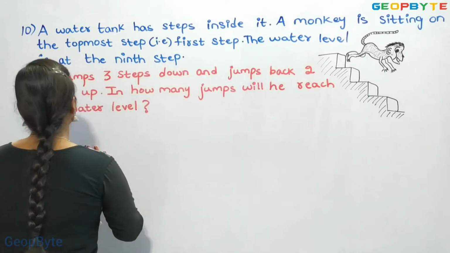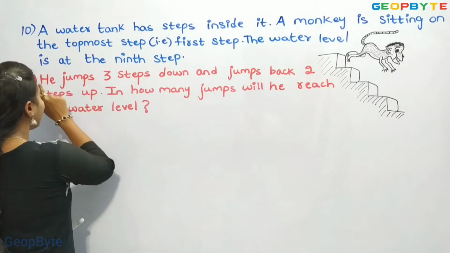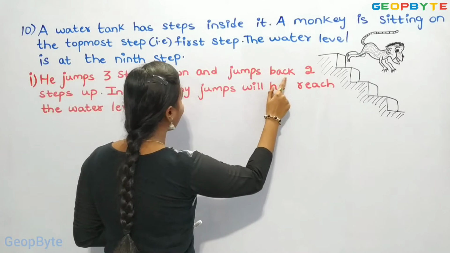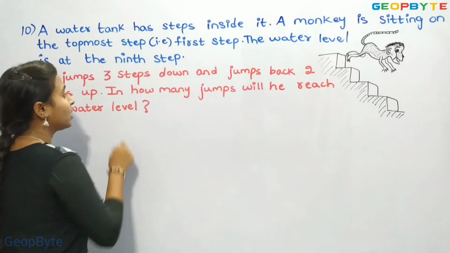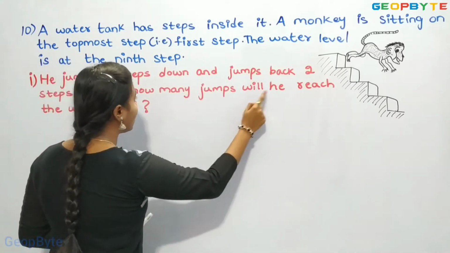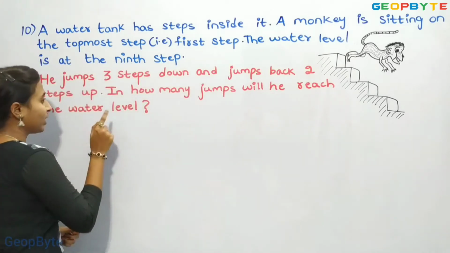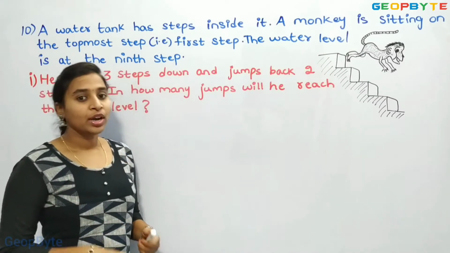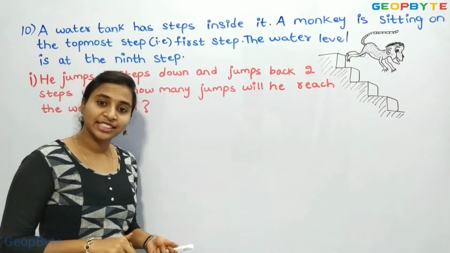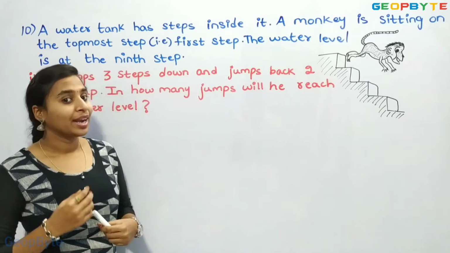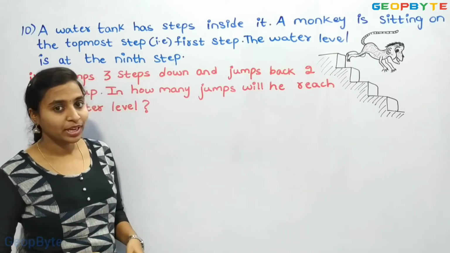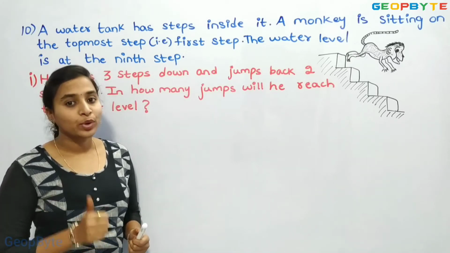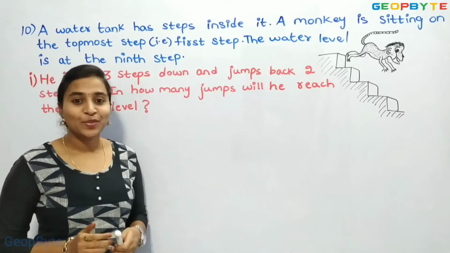And what they have given is, he jumps 3 steps down and jumps back 2 steps up. In how many jumps will he reach the water level? That is, the monkey jumps 3 steps down, 2 steps up. Again 3 steps down, 2 steps up. Like that, it goes on jumping and finally reaches the water level. We need to find out at which jump it will reach the water level.